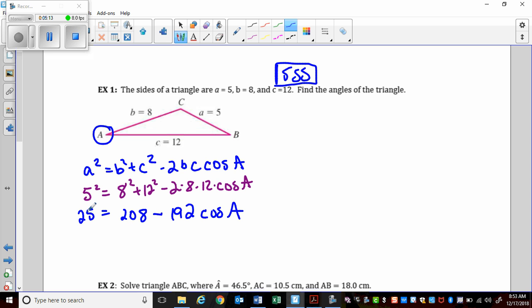If you subtract 208 and you divide by negative 192, cosine of A equals negative 25 minus 208 divided by negative 192. And if you do the cosine inverse, remember we press second cosine and then we plug in this fraction. We know that angle A is approximately 17.6 degrees.